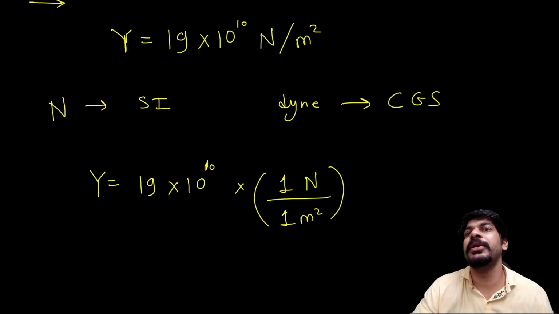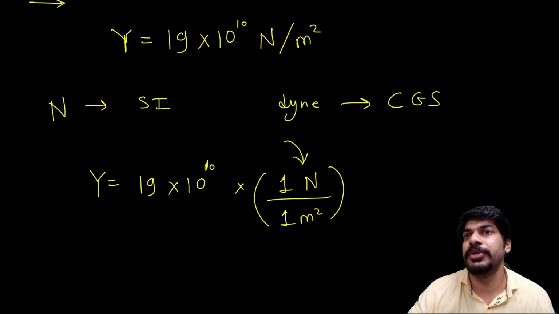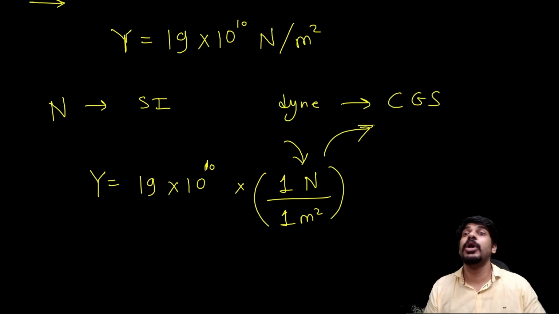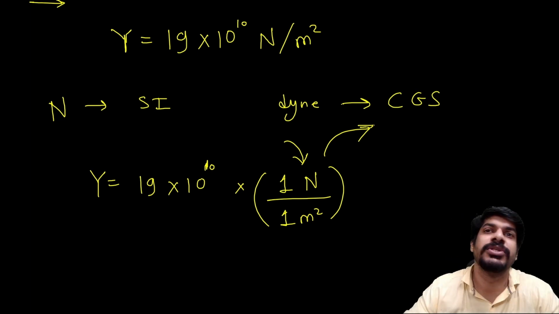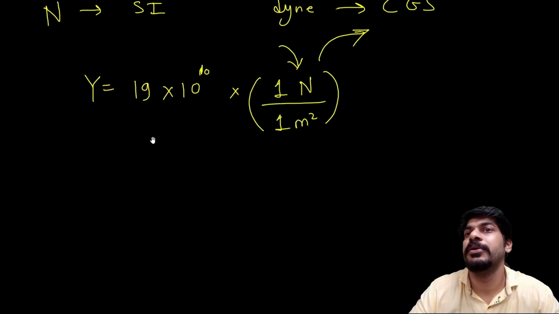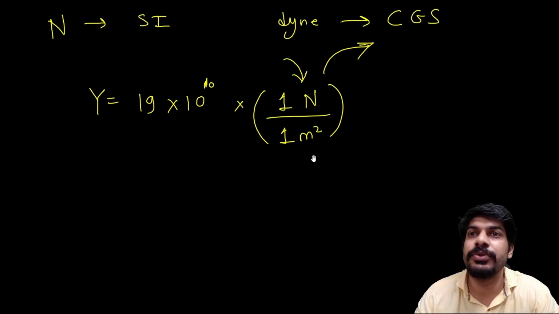Now we have to find out Newton in terms of the Cgs unit system. That means we have to convert 1 newton into dynes. Okay, so it's a very simple thing. Let's do this. First of all, let's convert 1 newton. We know 1 meter squared can be easily converted.